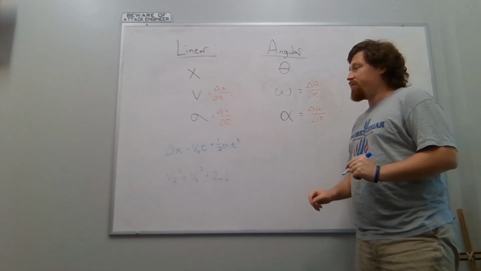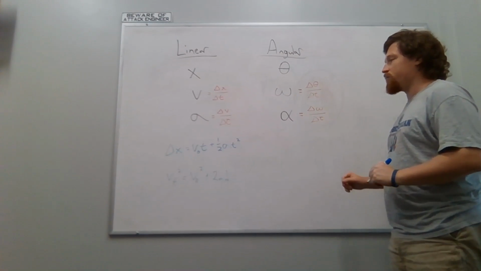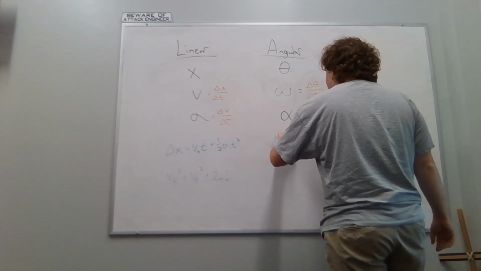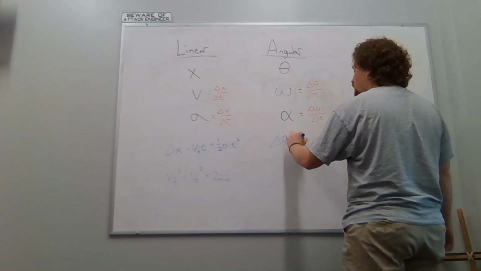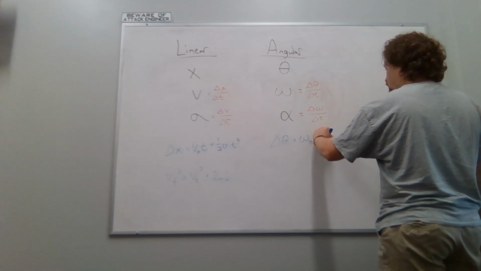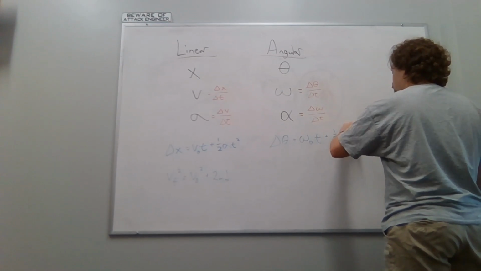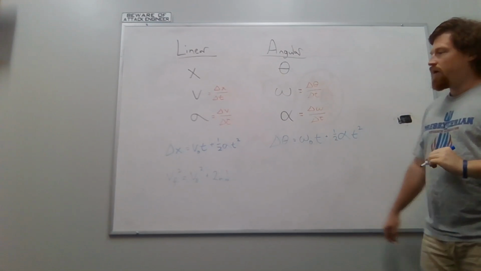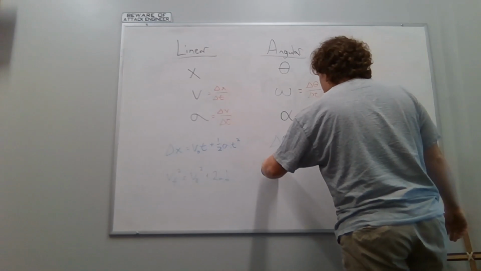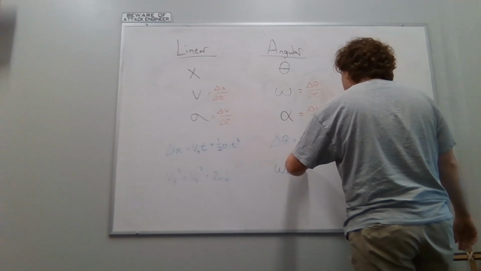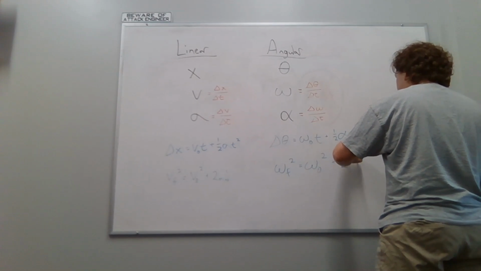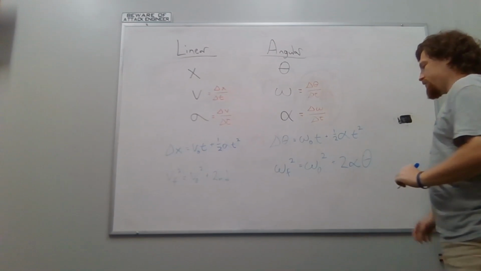So linearly, we have delta x equals v naught times t plus 1/2 a t squared. Angularly, we're going to have delta angular displacement equals initial angular velocity times time plus 1/2 times angular acceleration times time squared. And for the other formula, instead of normal linear final velocity, we're going to have angular final velocity squared equals angular initial velocity squared plus 2 times angular acceleration times angular displacement.